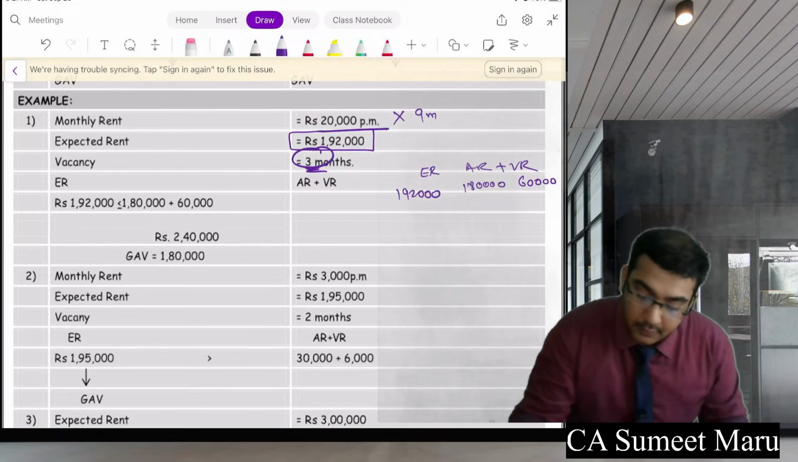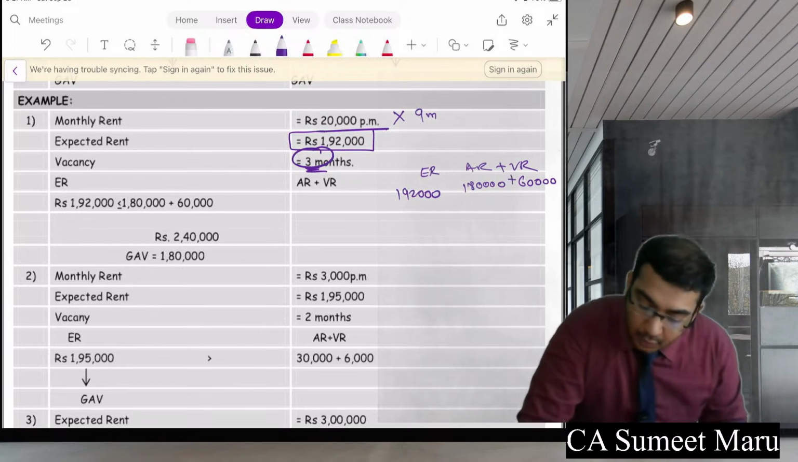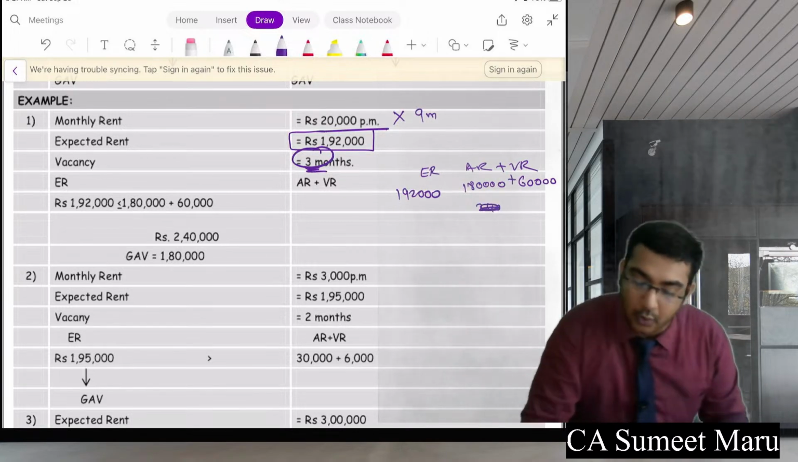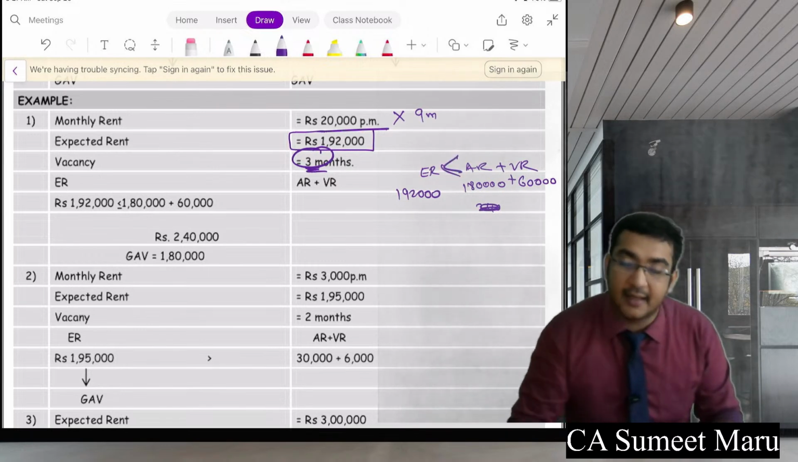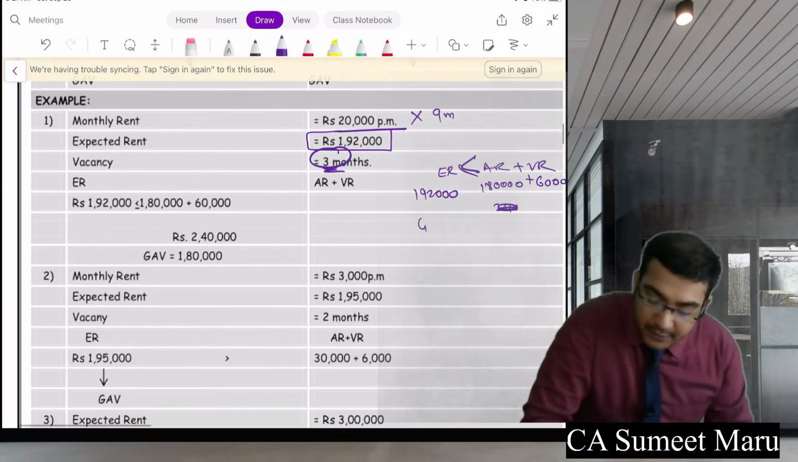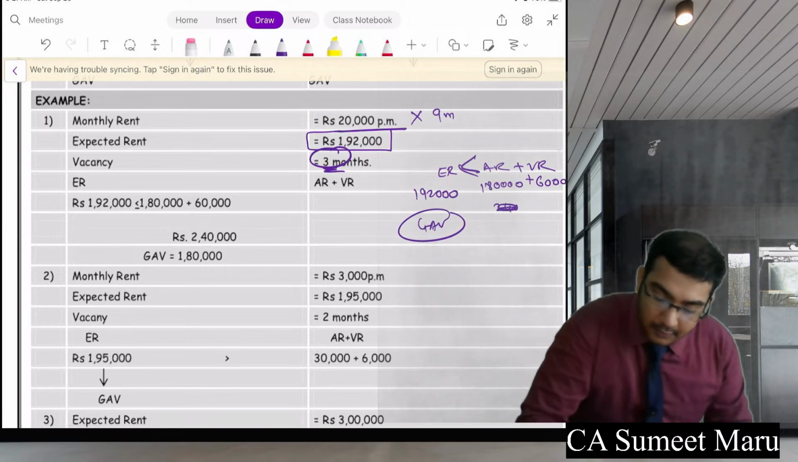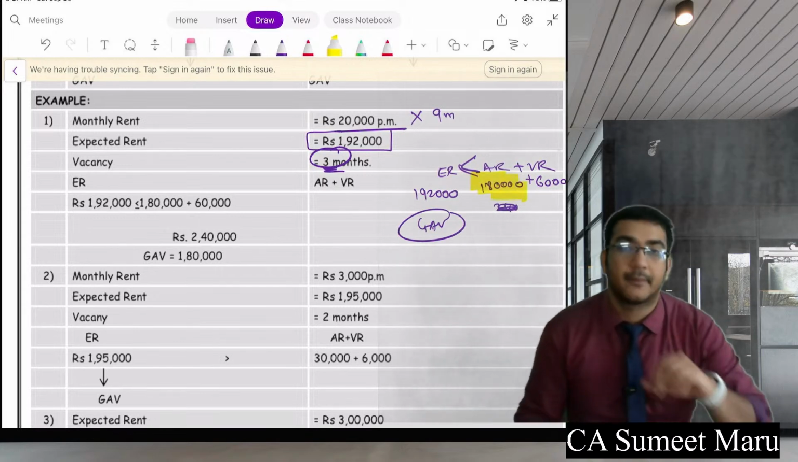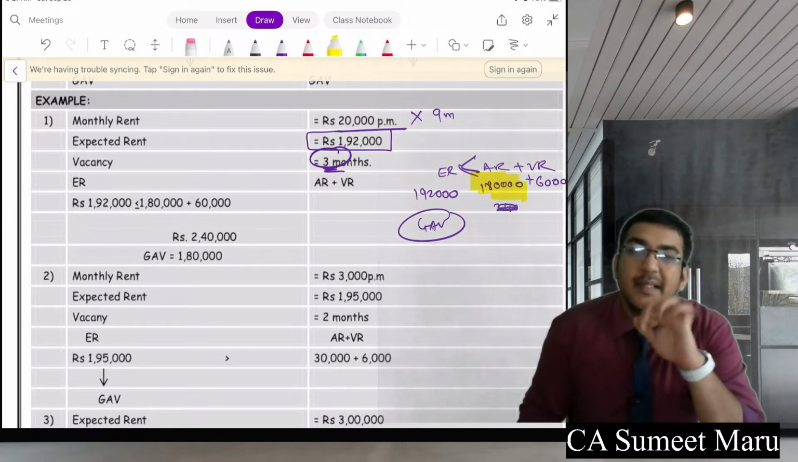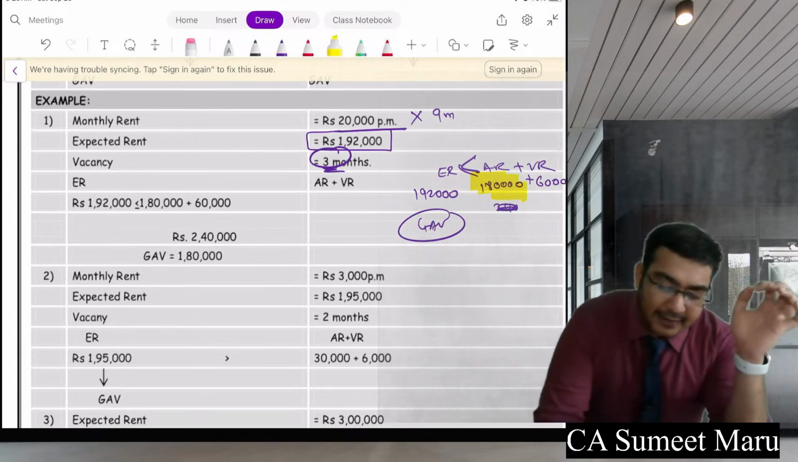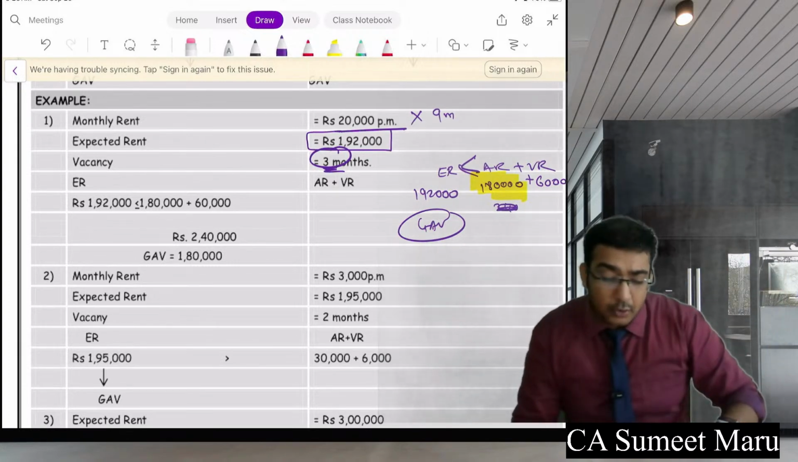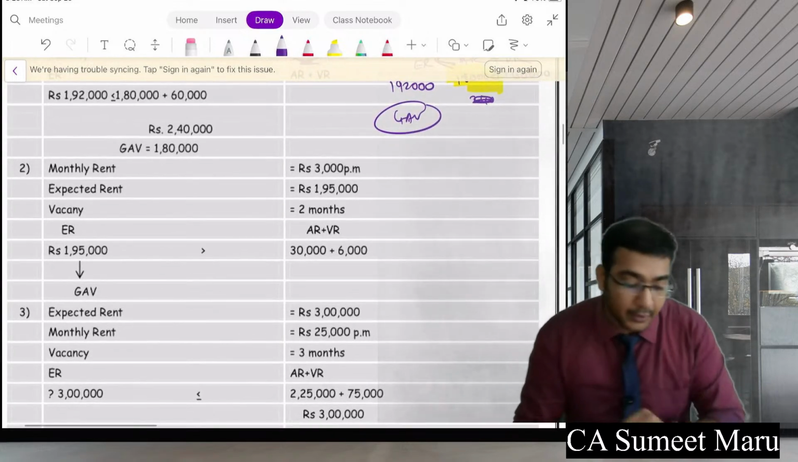60,000. So add this up. What is the total? 2,40,000 is the total. Which is higher? This side is higher. So what becomes your GAV? Your GAV becomes your actual rent itself. Everyone clear? This is how you are going to solve this question. Very interesting. Generally students are not able to do this because they are confused, but you should definitely do this.